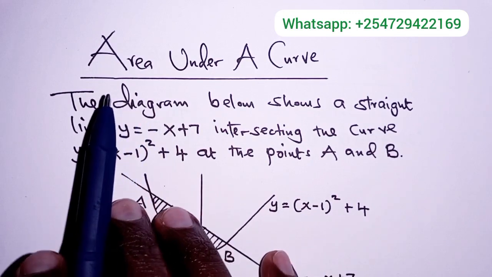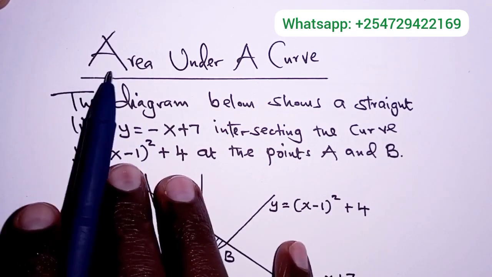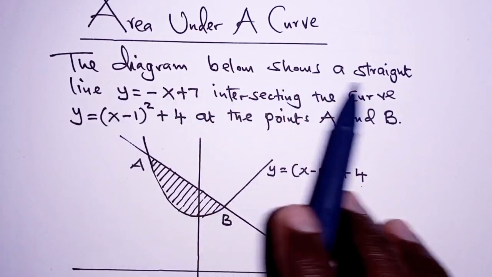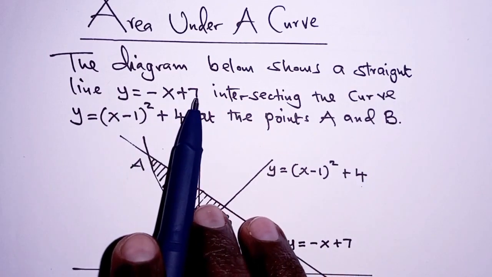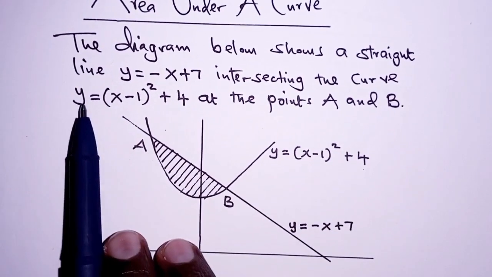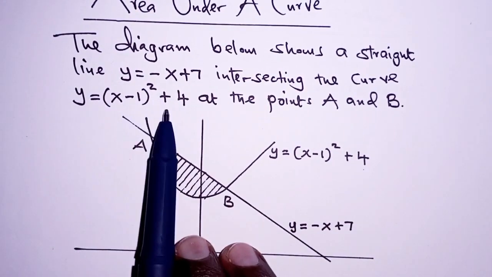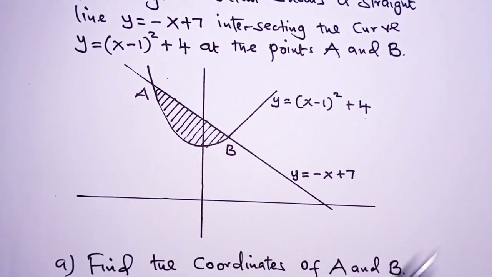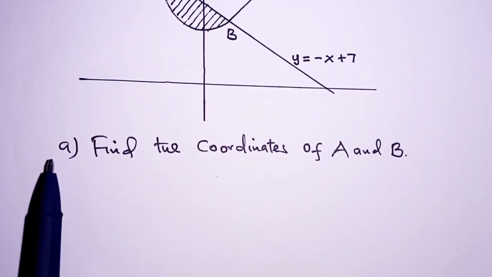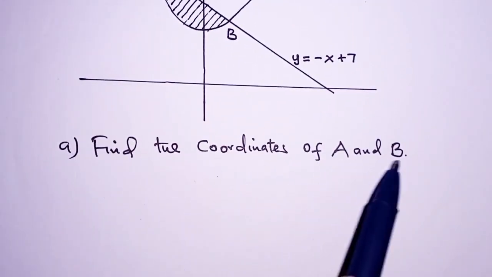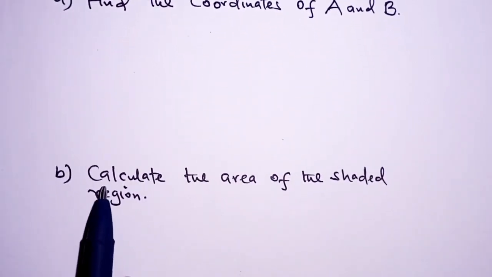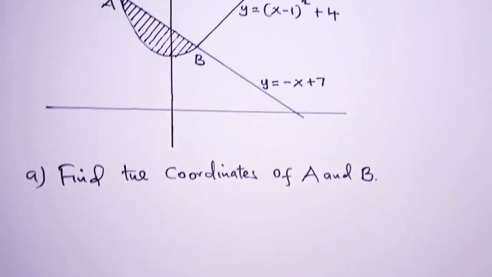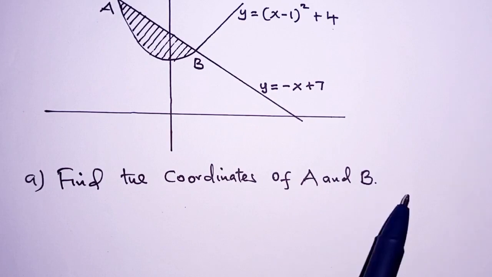In today's video we are going to discuss a question on the area under a curve, and this is the question. The diagram below shows a straight line y is equal to negative x plus 7 intersecting the curve y is equal to (x minus 1) squared plus 4 at the points A and B. So we have the diagram just as shown, and then for part A, find the coordinates of A and B, and then part C, calculate the area of the shaded region. So let's begin with part A, find the coordinates of A and B.